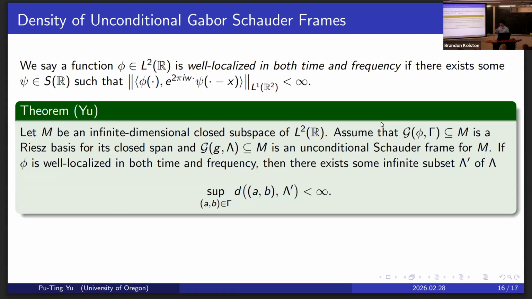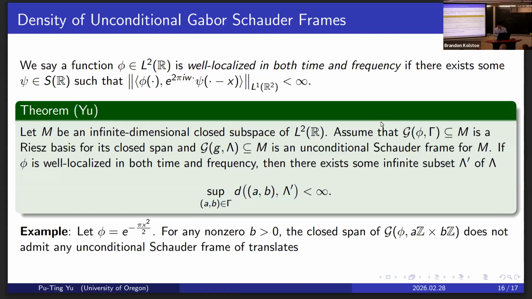So it might be a bit hard to see why this is an improvement of not only Christensen, Dan, and Chris' result, but also an improvement of Nitzan, Olevskii and Tselishchev's result. Let me give you a quick example. So assume that phi is the Gaussian function. And in this case, for any nonzero b greater than 0, the closed span of this Gabor system does not admit any unconditional Schauder frame of translates. We know that when ab is less than or equal to 1, the closed span of this Gabor system is just L2R, right? But when ab is greater than 1, this is just a proper subspace of L2R. So in this case, it does extend some known results about the Olson conjecture from L2R to broader closed subspaces of L2R. Yep. So this is pretty much the research part I would like to talk about today.